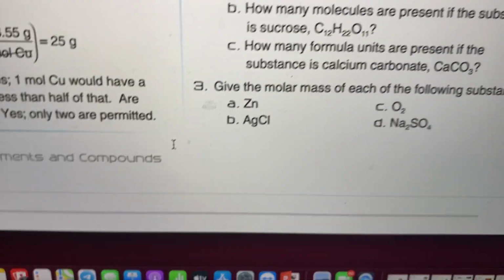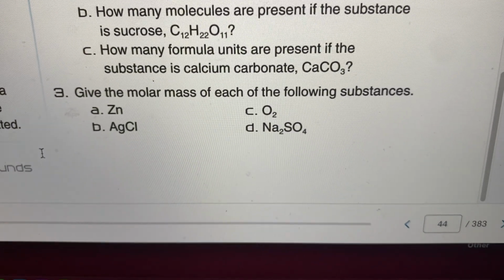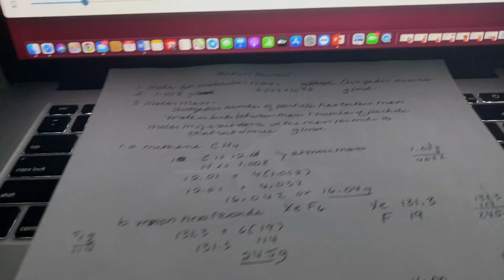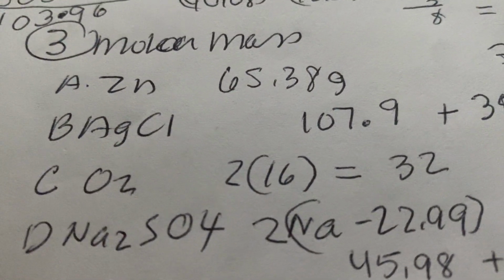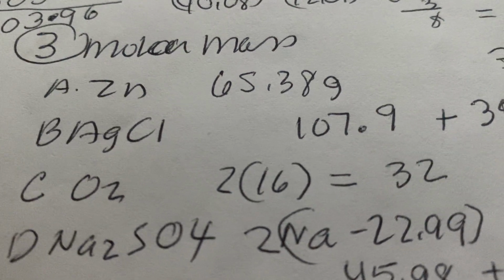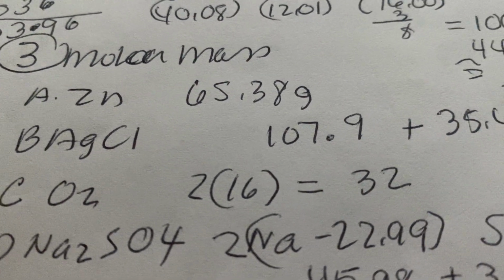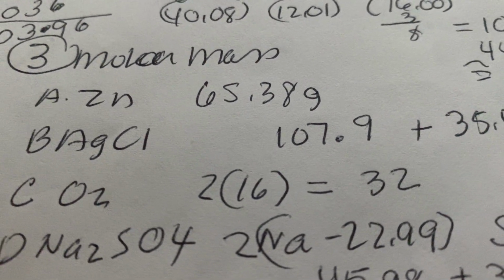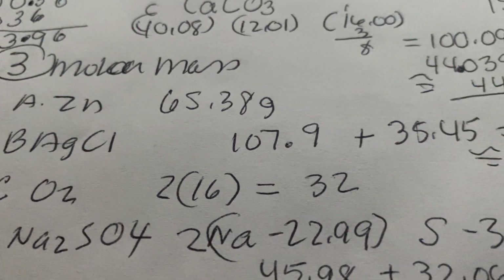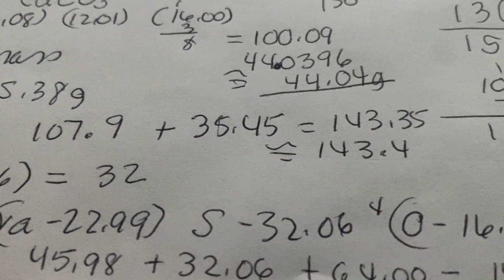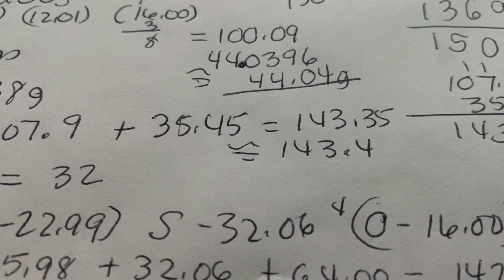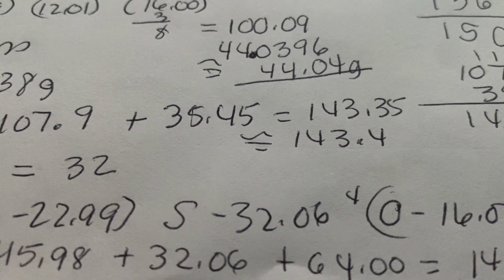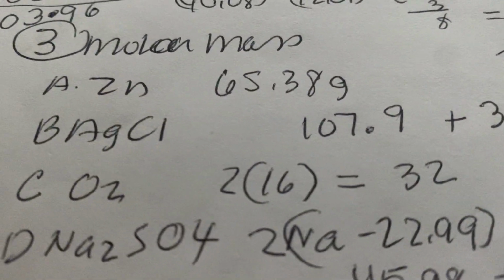Anyway, let's go on to, it says, give the molecular mass of each of the following substances. So this is a little easier. So we have zinc, and we looked it up, and it's 65.38 grams. We got AgCl, which is silver chloride, and Ag is 107.9 plus 35.45, and you get 143.35, and you round it to 143.4. Just look these up in your periodic table.